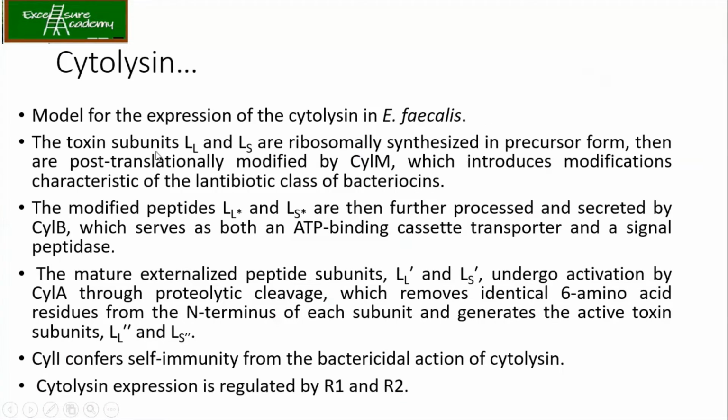So it is a model for the expression of the cytolysine from the E. faecalis. The toxin subunits large and small are ribosomally synthesized in the precursor form. Then they are post-translationally modified by the M, which introduces modifications characteristic of the antibiotic class of bacteriocins. The modified peptides are then further processed and secreted by B, which serves as both an ATP binding cassette transporter and a signal peptidase. Okay, so here you got the point.